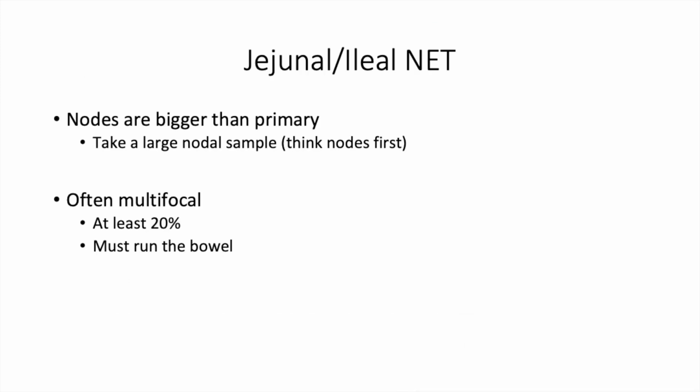The other big thing on these is that they're often multifocal, at least 20%, so you need to run the entire small bowel and look for a second primary. It's very common to find one of these tumors and then find another one somewhere else in the small bowel. And a lot of times all you can see on the CT scan is this big lymph node in the mesentery, and then you go in, you find one primary, you run the small bowel, you find a second primary somewhere else, and you find more nodes downstream.